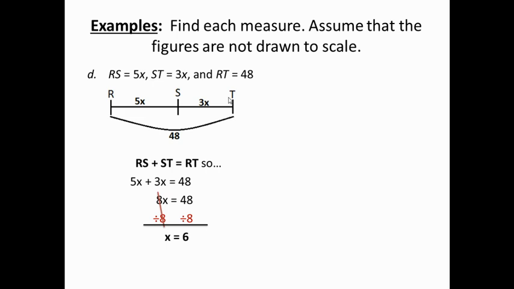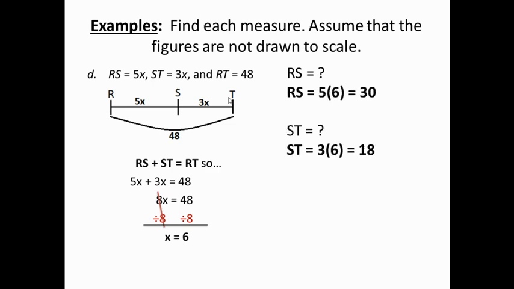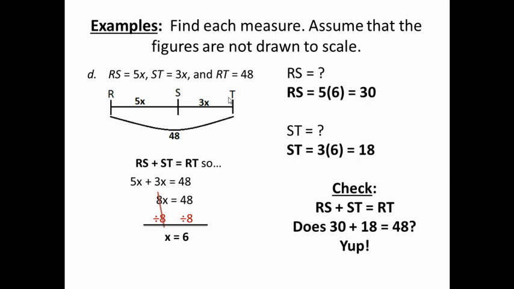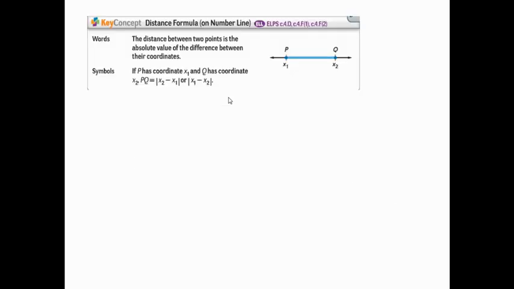And then as I did before, I'll ask you a follow-up question. What does RS equal? What's 5 times 6? 30. What does ST equal? What's 3 times 6? 18. How would you check it? Well, RS plus ST should equal RT. So 30 plus 18 should equal 48, which it does. So yay, I didn't make a mistake.